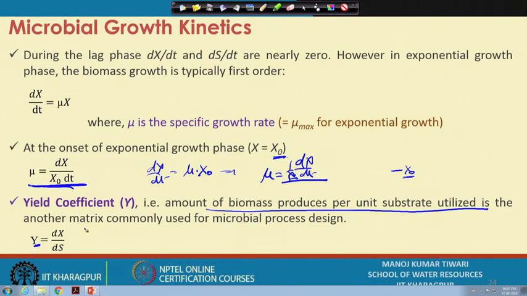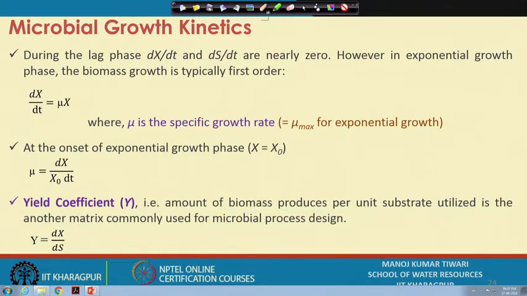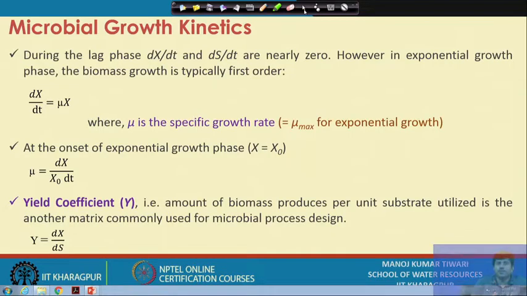So, say out of this 1 kg, 100 grams of biomass was produced. That means your dx is 100 gram and ds is 1 kg, that means 1000 gram. So, the yield coefficient becomes 0.1. The yield coefficient is just the ratio of dx, the change in the biomass concentration or how much biomass is produced, to ds, the change in the substrate, how much substrate is consumed.